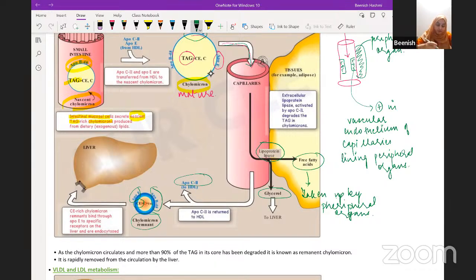That is, on the liver surface there are receptors for ApoE. So the ApoE on the remnant chylomicron acts as a ligand for the receptors present in the liver, and it is internalized or endocytosed. This process of uptake of remnant chylomicron mediated by the receptors is known as receptor-mediated endocytosis.